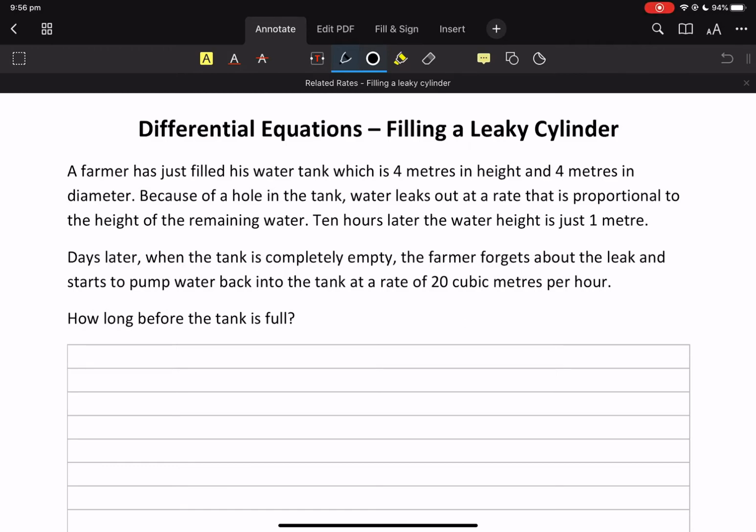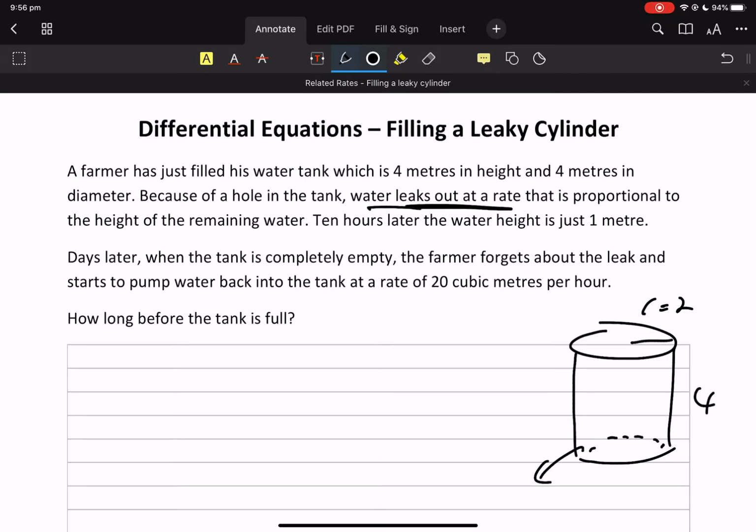So we have a leaky cylinder. The farmer has just filled his tank 4 metres high and 4 metres in diameter. So there's our tank. 4, radius is 2, and it's got a hole in it.